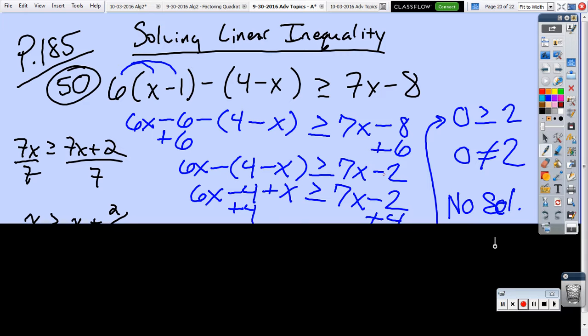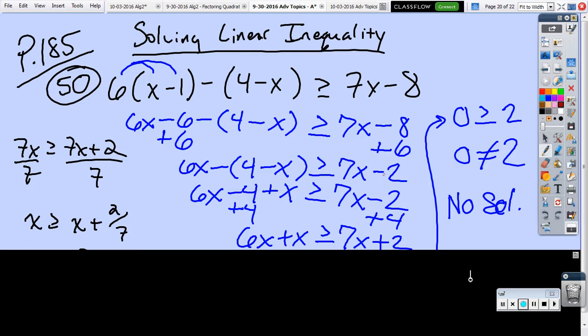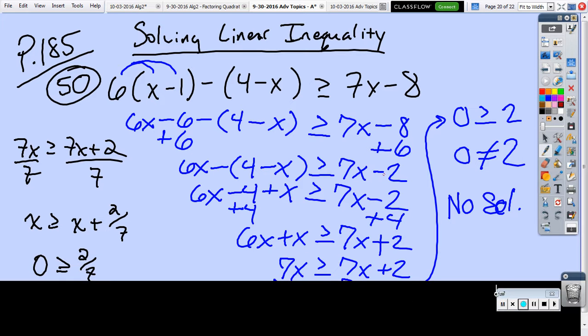Then the student decided to distribute the negative, so they have 6x minus 4 plus x is greater than or equal to 7x minus 2. Now the idea is to get all your constants on one side and all your variables on the other. So the student added 4 to each side. That got rid of the negative 4, so now you have 6x plus x is greater than or equal to 7x plus 2. Next line down, the student combined like terms. 6x and x is 7x. And this is still 7x plus 2.